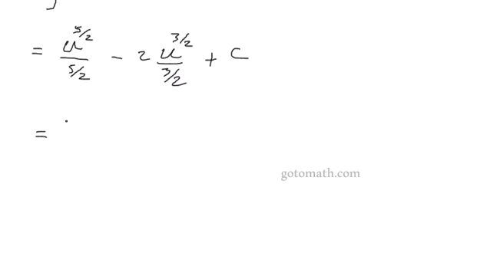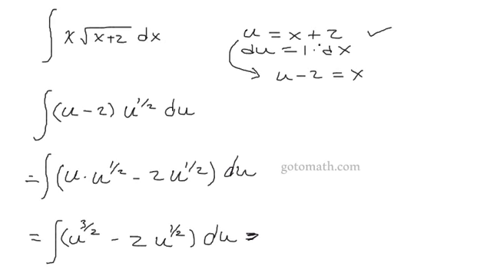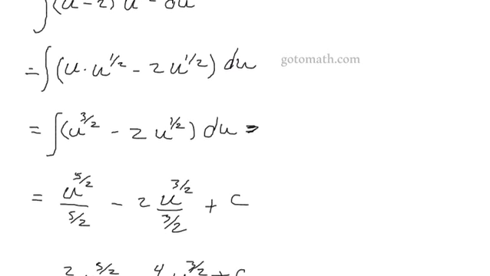Take this, we're going to flip that around, so we have 2/5 u to the 5 halves, and then we flip that, so we end up with, what do we end up with? I think 4/3, right? Yeah. So 4/3 u to the 3 halves plus c. Now we go back and do the back substitution. We want to take that x plus 2 and plug it in wherever there's a u.